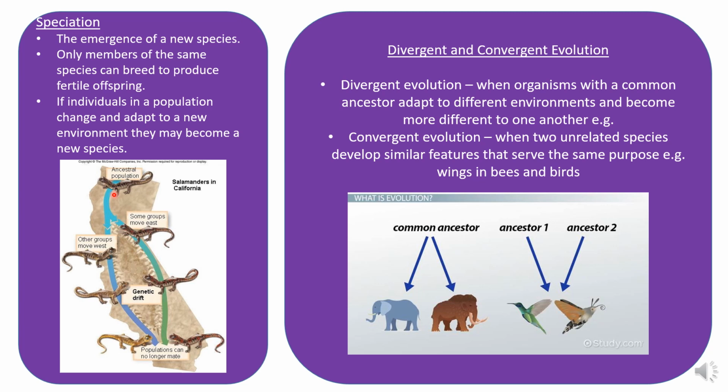Okay, a couple more definitions for you. Divergent evolution is when organisms with a common ancestor adapt to different environments. So this example of speciation here is an example of divergent evolution, whereas convergent evolution is when two seemingly unrelated species develop a feature that has the same purpose. For example, bees and birds both have wings, but they evolved very differently, only because there was a need to be able to fly for both species.